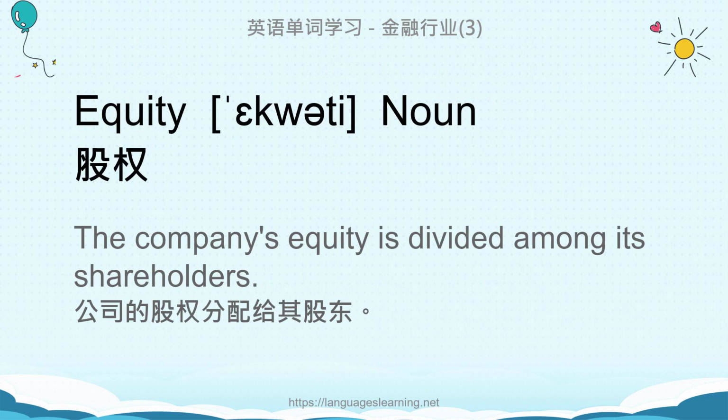Equity. The company's equity is divided among its shareholders.